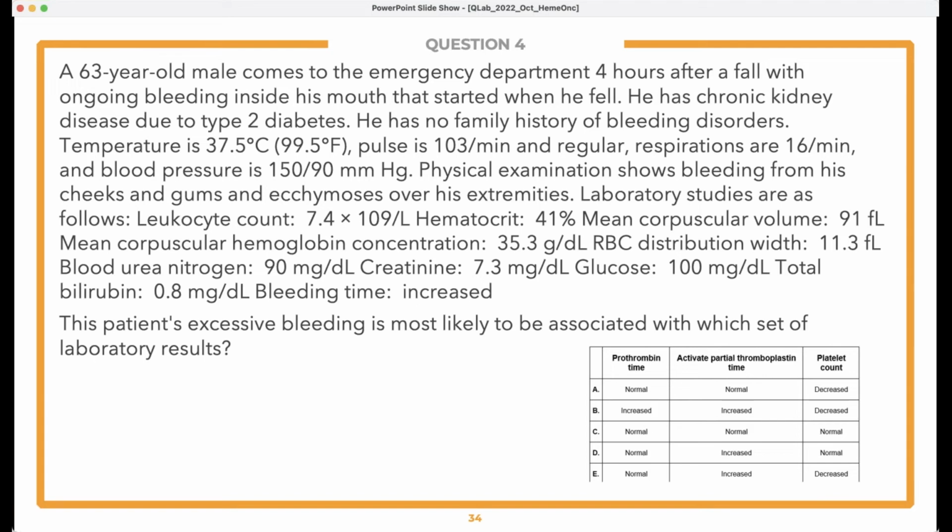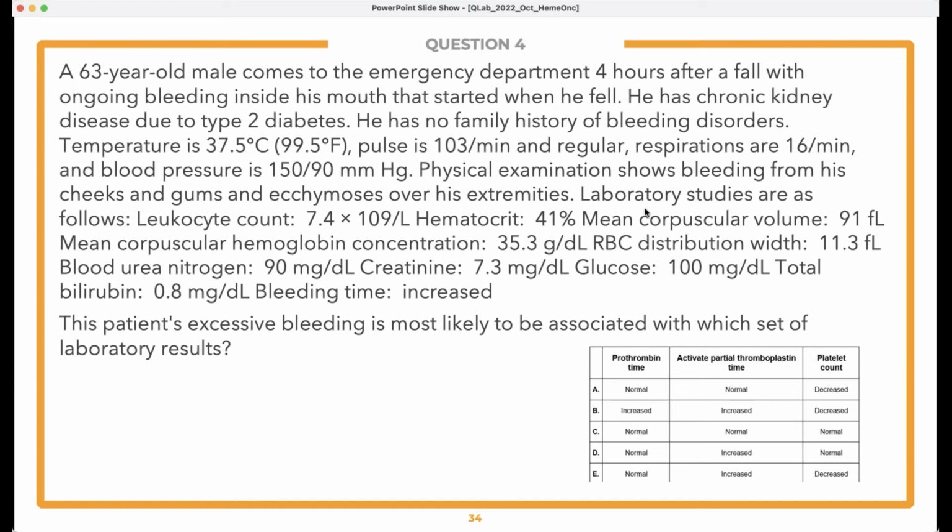Laboratory studies are as follows. You can look at all of the labs there. Give you a second to read through it. Okay. So again, the question, this patient's excessive bleeding is most likely to be associated with which set of laboratory results? And we've got the table that we'll be working through as I pass it off to Paras. Let us know how many steps you think this question is going to require in order to solve it. Paras?